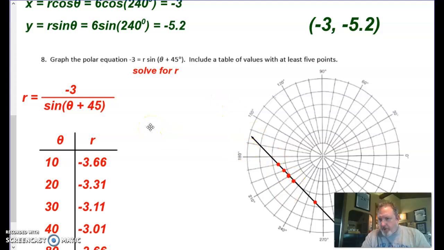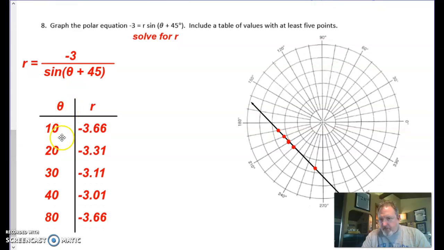I would use the same window that you did before. Go 0 to 360 every 10 degrees. And it says a table of 5 points. So I just put a couple points on there. You can pick whatever 5 you want. But basically, you got your line here. I tried to plot these, like 40, negative 3. So I went to 40 degrees to negative 3 right there. That was pretty accurate. And then here you're a little more than 3.5, negative 3.5. So once you get your points, you can draw your line through there.